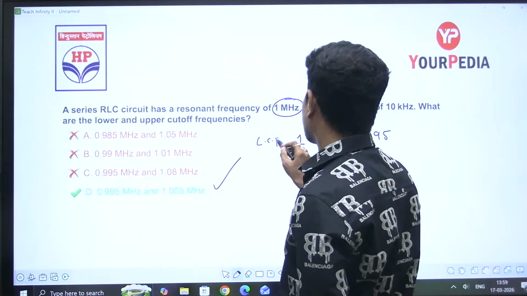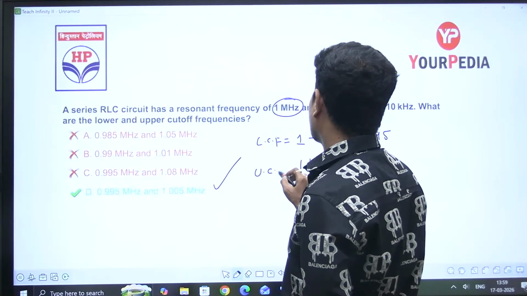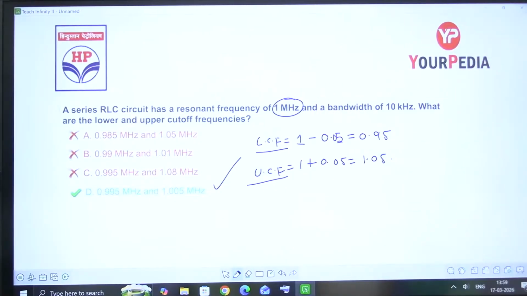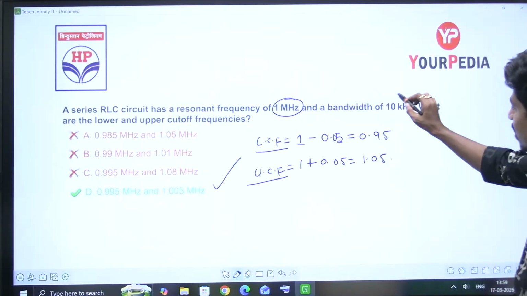Lower cutoff frequency is this. Upper cutoff frequency is this. Sir, why did you subtract 0.05? This is in kilohertz.